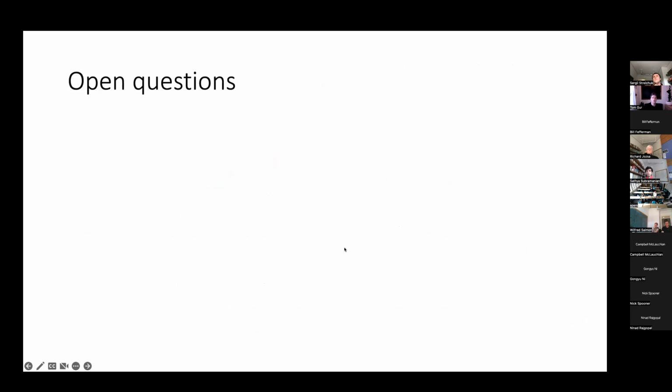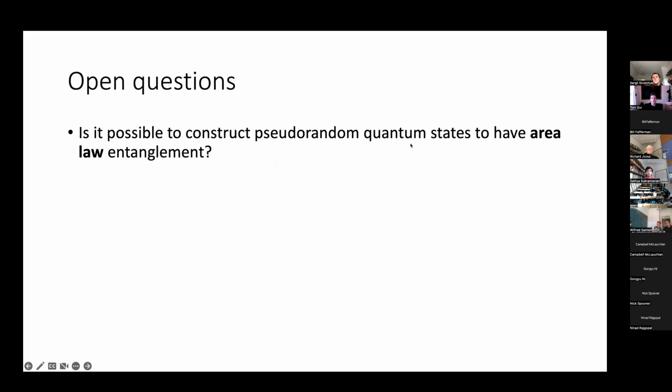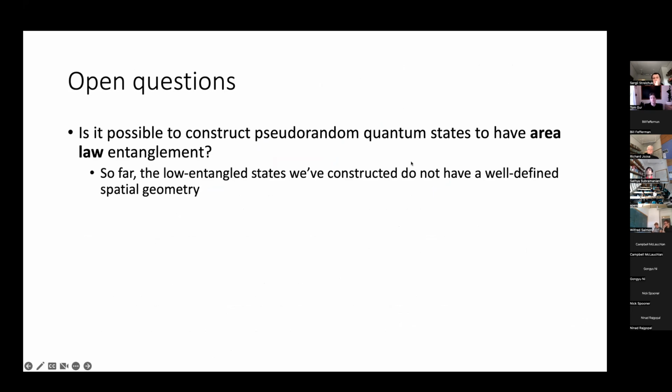Okay, let me quit by talking about some open questions. I'm happy to take a few questions because these are open questions I'm really interested in. The first one is maybe what I'm most interested in. I think it's directly related to a question that was asked earlier about whether it was possible to achieve small entanglement over min cuts. So what I'm asking is, is it possible to construct pseudorandom quantum states that have area law entanglement?